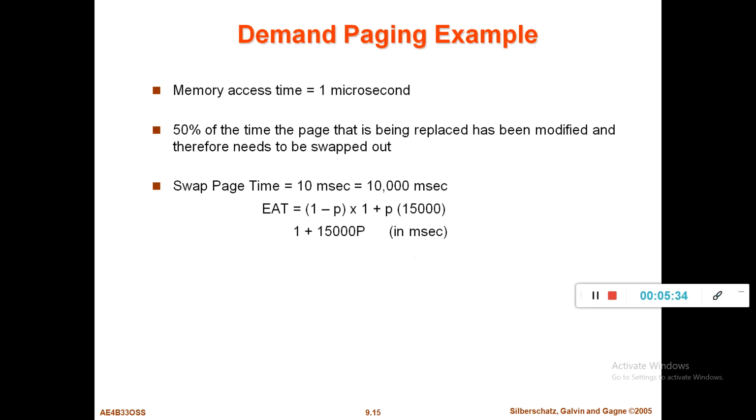So now take an example here, using memory access time equal to 1 microsecond. Now we are going to consider that 50% of the time the page that is being replaced has been modified and therefore needs to be swapped out. So now consider here swap page time equal to 10 milliseconds, which is equal to 10,000 microseconds, and the effective access time is equal to (1 minus p) into 1 plus p of 15,000.